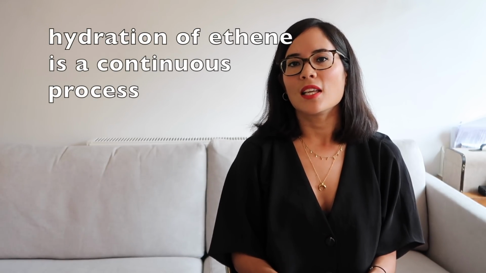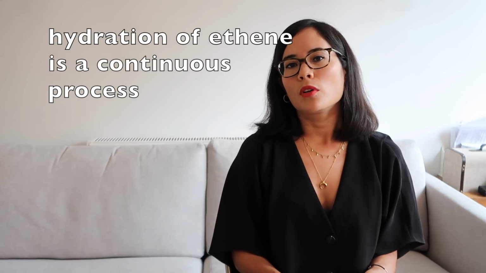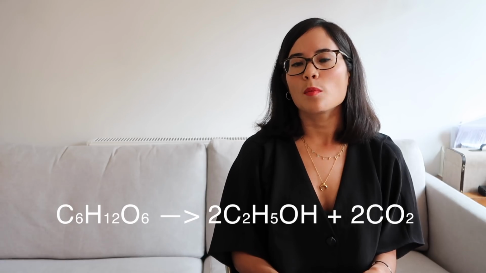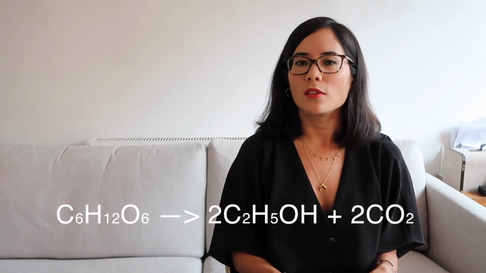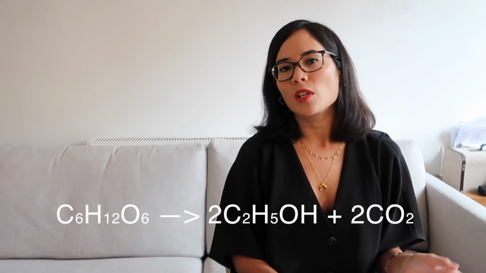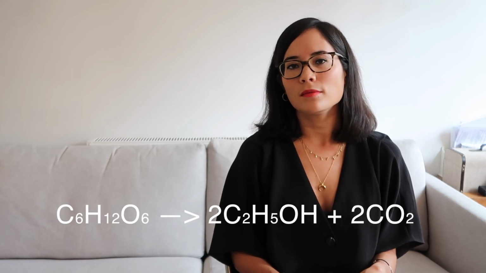Whereas hydration of ethene is a continuous process because it can just carry on endlessly. As long as you've got the reactants and the reaction conditions, it keeps going. Let's look at our reaction equations now. You've got glucose from the sugarcane, so C6H12O6, and it breaks down using anaerobic respiration by yeast into ethanol plus carbon dioxide, and we know carbon dioxide can be used in bread making.